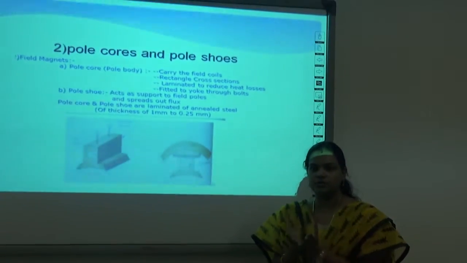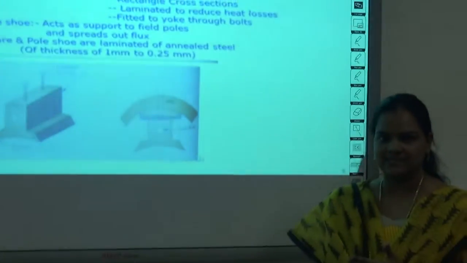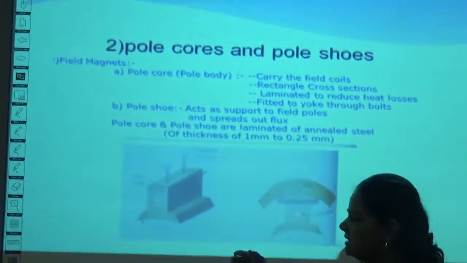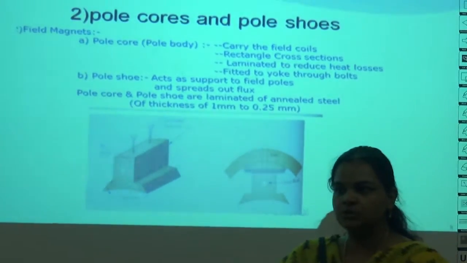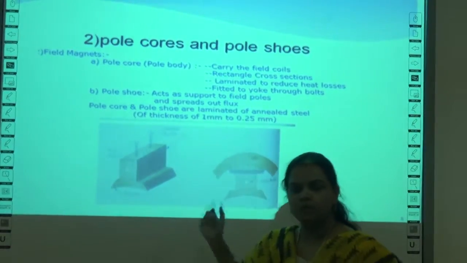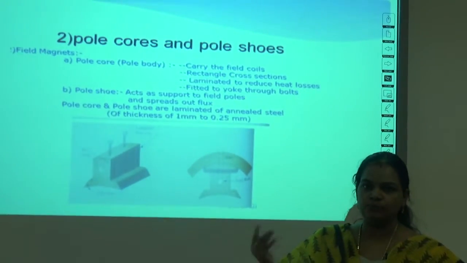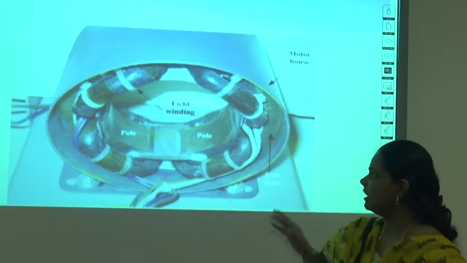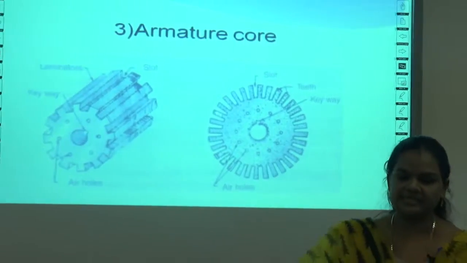When the field winding wound around the pole is excited, it spreads a magnetic flux. But there should be some extended portion to take this flux and make it travel towards the air gap and then reach the armature. Our pole shoe serves this purpose. The pole shoe is nothing but an extended or enlarged area of the pole core. This is an internal view of how the pole and the field winding are wound. And next is the armature core.